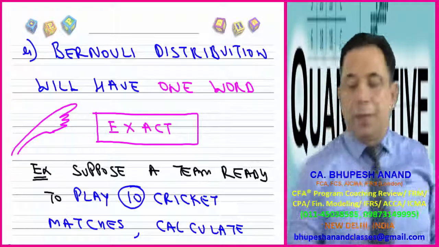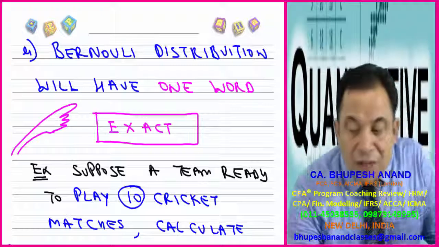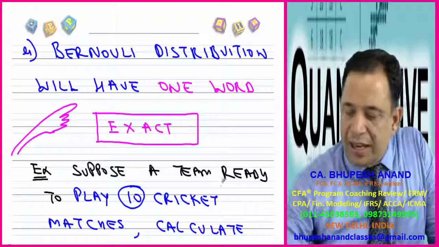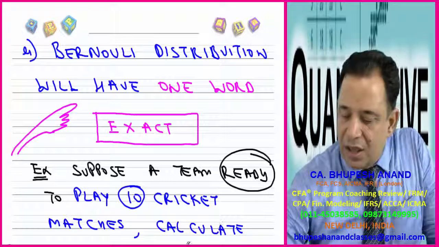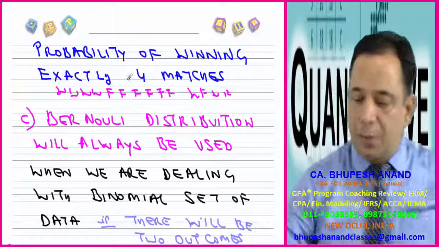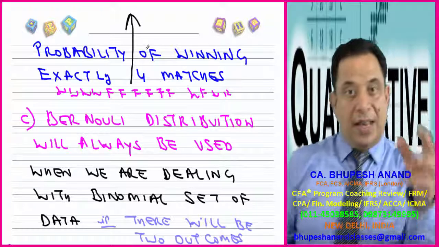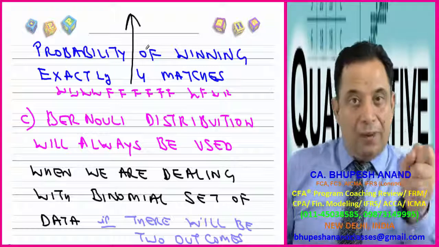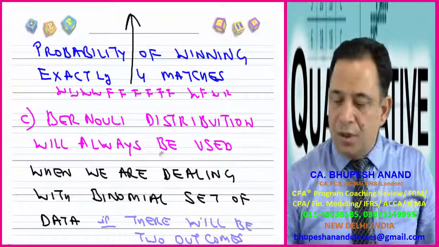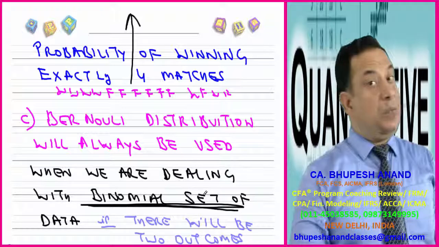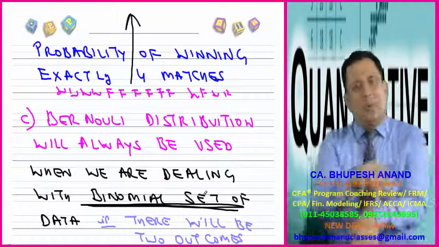Just write down firstly, B point. Bernoulli distribution will have one word which is named as exact. Suppose a team is ready to play 10 cricket matches, then what is the probability of winning exactly 4 matches? Because I am using the word exactly, I will be using Bernoulli. Bernoulli distribution will always be used when we are dealing with a binomial set of data. This is very important, because it is a part of binomial only.